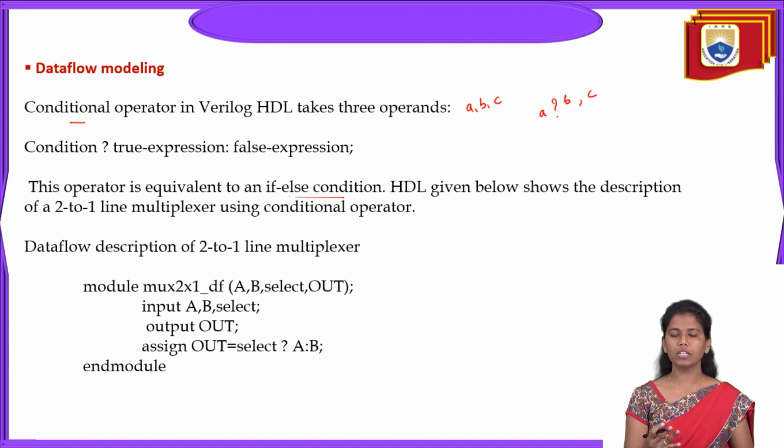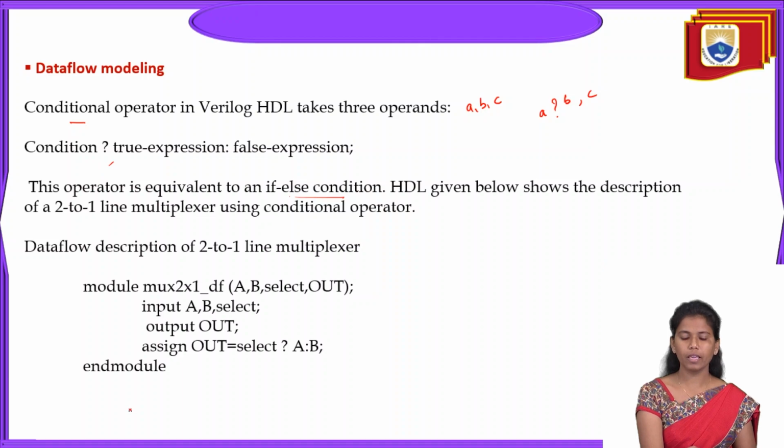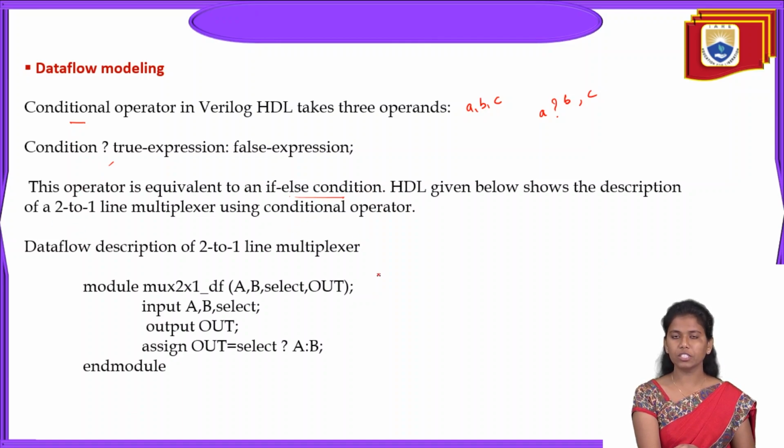If condition, if-else, followed with the for. All these conditions we have discussed so far in data flow modeling. So wherever in your program you come across anything with respect to the conditional operators, remember that the conditional operators will go with either true or false followed with the question mark. This operator is almost equivalent to the if-else condition, and the HDL given below shows the description of a 2-by-1 multiplexer using the conditional operator.